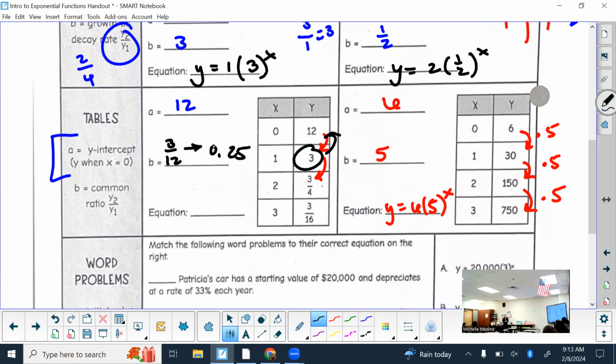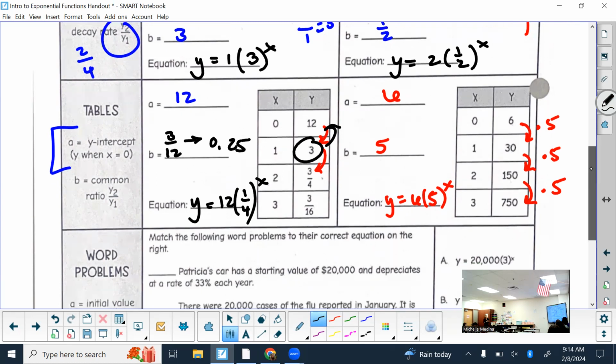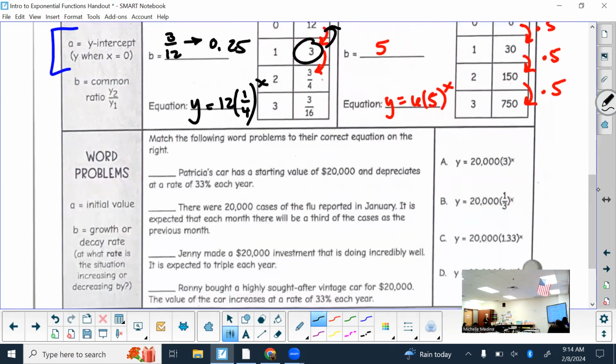Okay, either one works. So then when you make it an equation, a times b, I'll use 1/4 because I'm a little out of room, to the x. Almost done. I'm just going to eyeball your papers, so don't hide it from here.